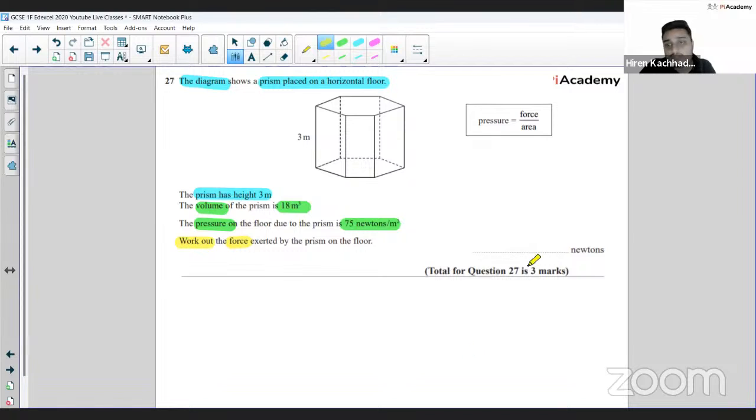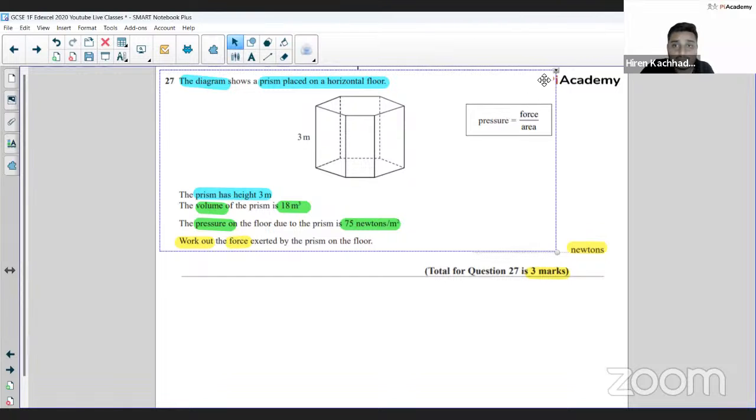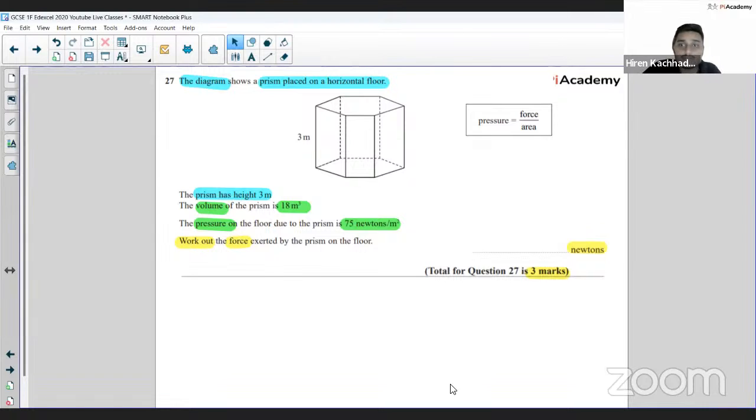As we know, the force unit is the Newton, so they are expecting our answer in Newtons. This is of 3 marks, so 2 minutes is more than enough, but keep 1.5 minutes. Try to solve this question, everyone.